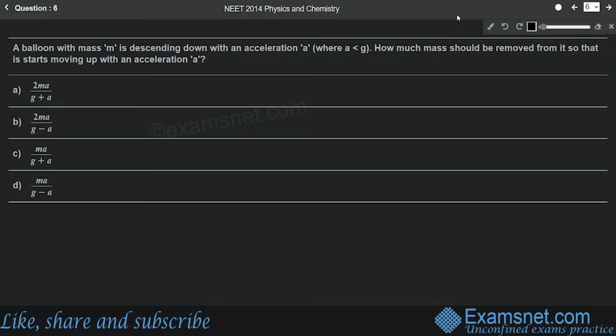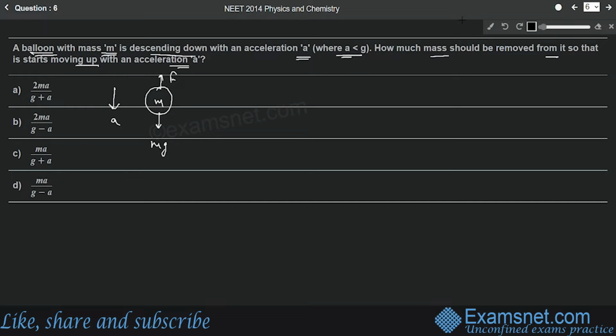Question number 6 is also from the chapter Laws of Motion, and the question is, a balloon with mass m is descending down with an acceleration a where a is less than g. How much mass should be removed from it so that it starts moving up with an acceleration a? Okay, so we have a balloon with mass m. It is moving down with an acceleration a. Now what will be the downward force on this balloon? It will be mg, and the upward force, let's say it is F.